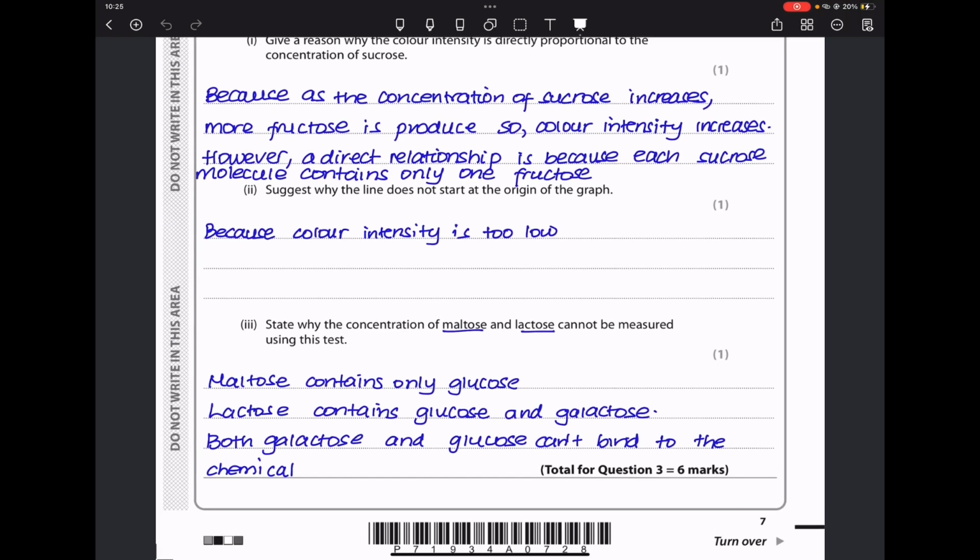The next I say state why the concentration of maltose and lactose cannot be measured using this test. This is because maltose contains only glucose, so there is no fructose to be detected, and lactose contains glucose and galactose, and again, those are not fructose to be detected, so both galactose and glucose can bind to the chemical, so there will be no detection in color intensity. So this brings us to the end of question 3. Let's continue to question 4.